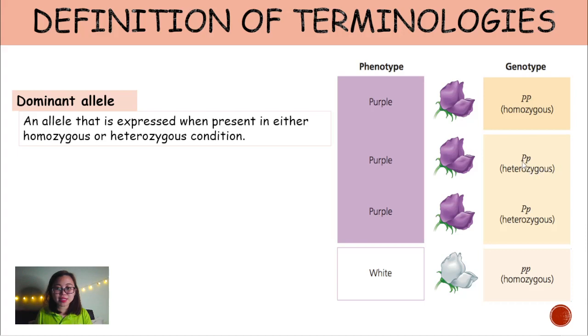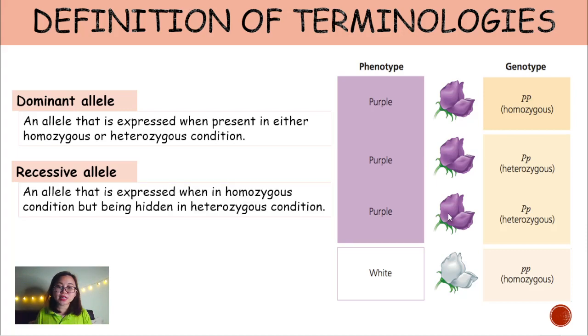Heterozygous means it has one dominant allele. It still produces purple flower. Opposite of dominant allele is recessive allele. Allele that is expressed when in homozygous condition but being hidden in heterozygous condition.